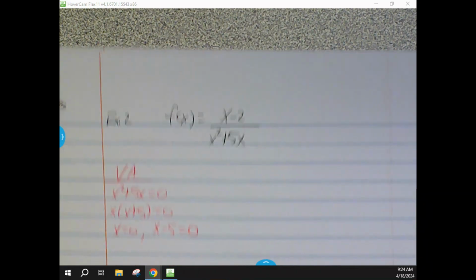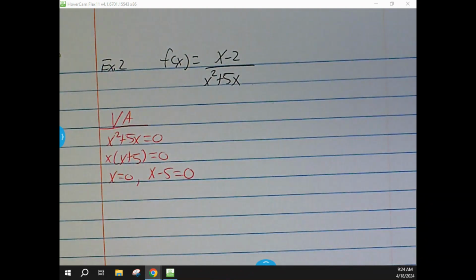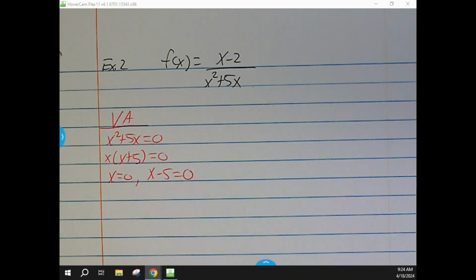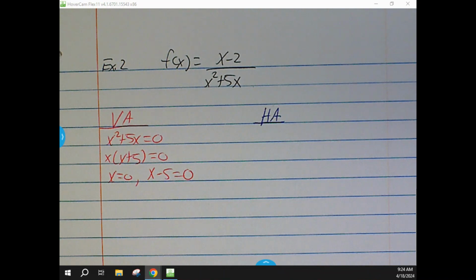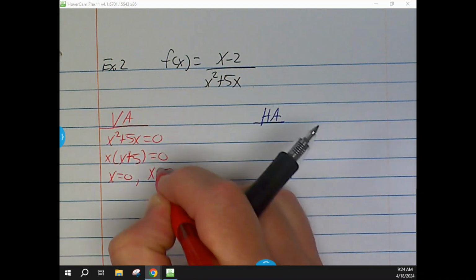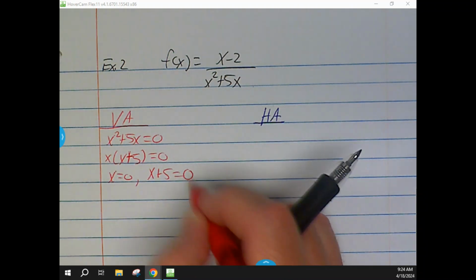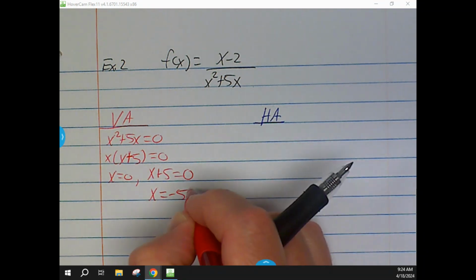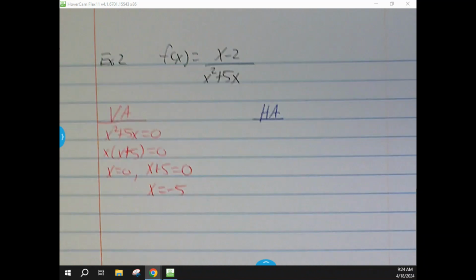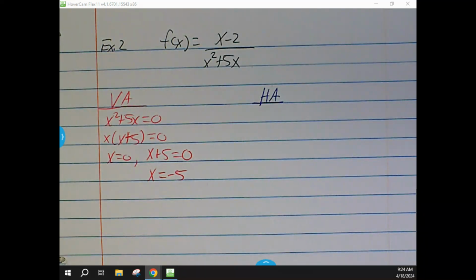Okay, so with vertical asymptotes, again, just take the denominator and set it equal to 0. We can factor out the x from both of those, which leaves us with x equals 0, x equals negative 5. So you put x minus 5 equals 0. Yeah, because we had x plus 5 equal to 0. So if we do x plus 5 equal to 0, then we get x equals negative 5. Thank you for that one. That's a good catch.